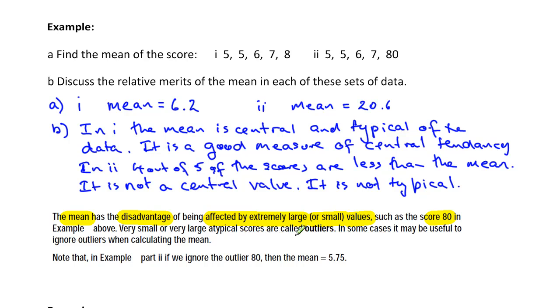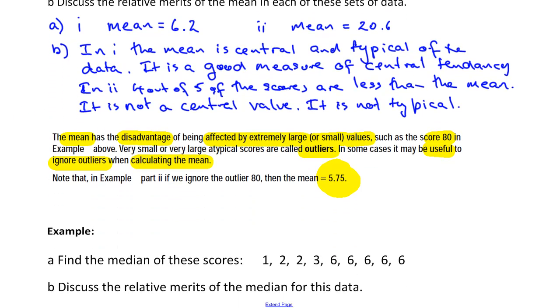Now these have got a name. They're called outliers. Now sometimes it is useful, it says, to ignore the outliers when calculating the mean. And they've actually done it. Let's say that we cross off that 80. If we work that out, then the mean drops down, as you can see here. So there's a really good reason why sometimes you need to drop the outliers off when calculating the mean, and at other times it's there just for a good bit of information.